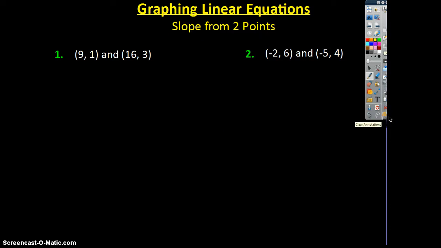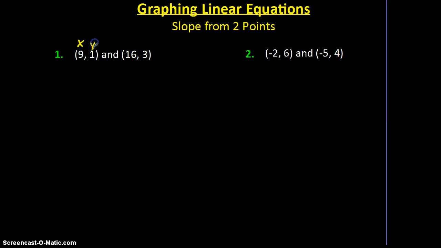So the first thing we must do with all of these coordinates is label our x and our y values. So here's how we do that. I come to my first point, which is 9, 1, and I label it x and y. I put those x and y above them. And same thing with 16 and 3, x and y. I must label them, and x comes first in our coordinates. It always comes first in our coordinates.